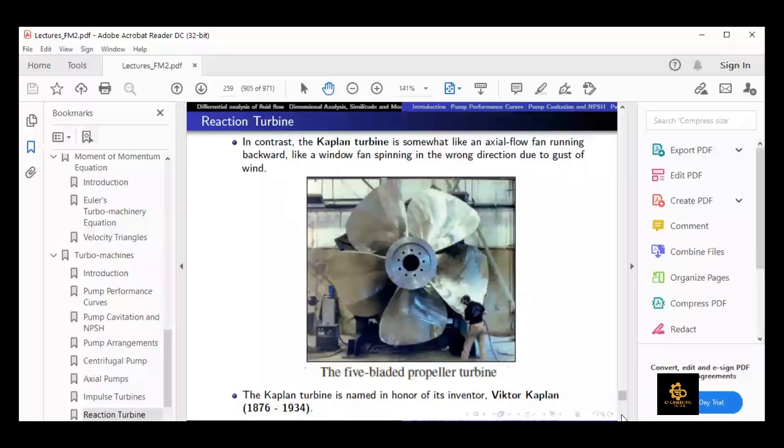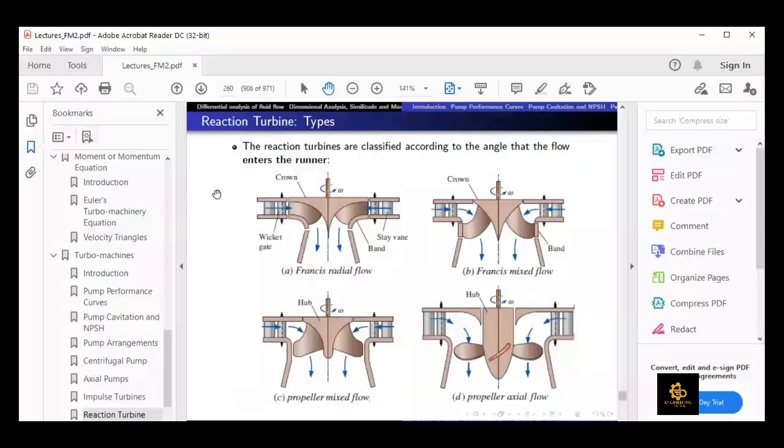So now we can also have different types of reaction turbines with respect to the angle at which the flow enters the runner, right? There you can see that there are four types into which we can subdivide the reaction turbine. We are going to discuss all these four types one by one and see how the flow direction towards the runner changes in each type. So you can see Francis radial turbine, Francis mixed flow turbine, propeller mixed flow turbine, and then propeller axial turbine.